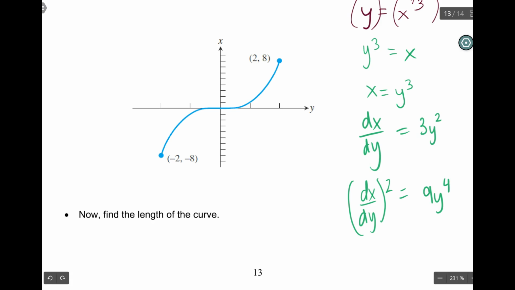Do you want me to explain every step, or is it clear what I'm doing? Can you do this on your own? Can you write this down? Can your pencil move on your paper? Cool.